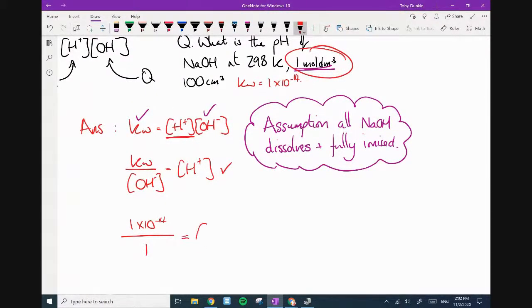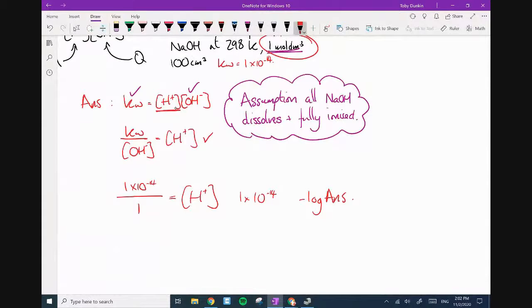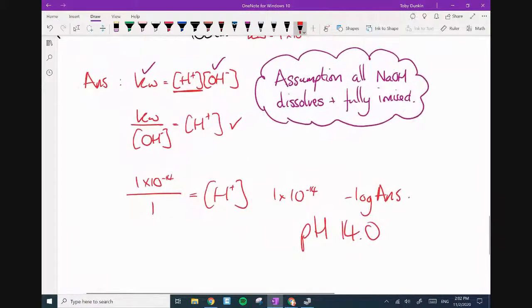That's going to give me H plus concentration. Run it through my calculator. It gives me the answer of 1 times 10 to the minus 14. And now I just minus log answer, and I will get a pH. So minus log 1 exponential minus 14, and I get a pH of 14. And there, pH 14.0.